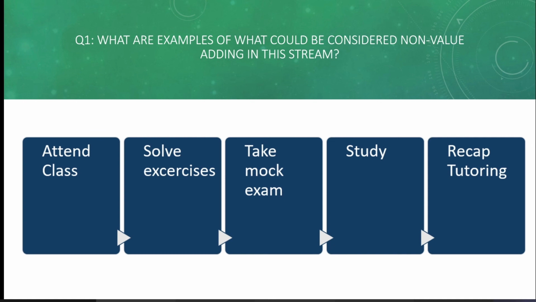Yes, so let's have a question. Now, what are the examples that could be considered non-value adding in this stream? Obviously, those are 5 processes, and what are different types of distraction or unusual, unnecessary time periods within that.